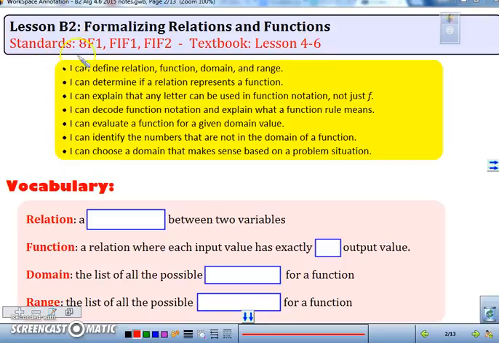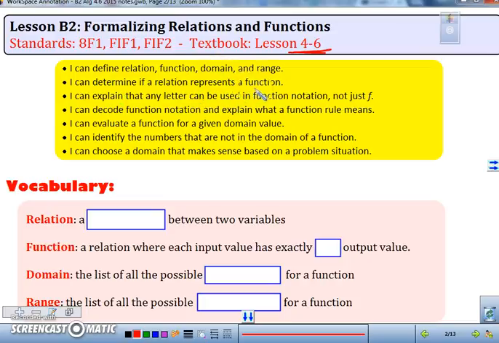Today in Algebra Lesson B2, Formalizing Relationships with Functions. If you're looking in your textbook, this is Lesson 4.6 or 4-6. The standards are listed here, and here are the I can statements. So I can define a relationship function using domain and range. That's a key thing today.